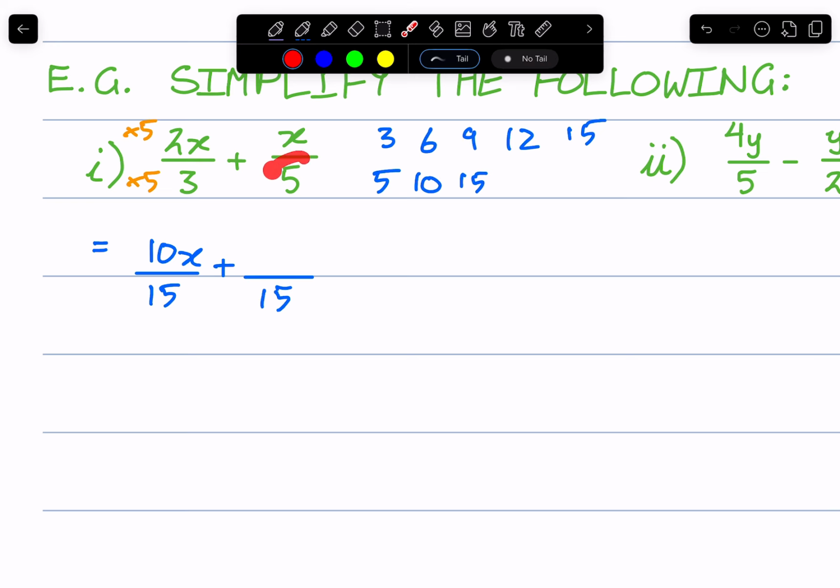Using the same idea, 5 times something gives me 15. And we can see it here, 5 times 1, 2, 3. So 5 times 3 gives me 15. So this denominator has been multiplied by 3, and so we need to multiply the numerator by 3 as well. x times 3 gives us 3x.